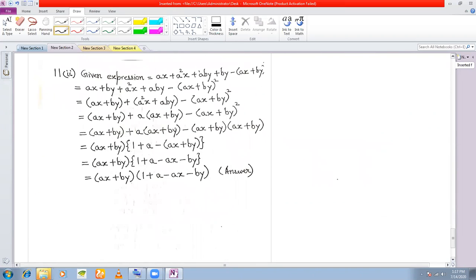And the last problem from this exercise. ax plus a square x plus aby plus by minus ax plus by whole square.